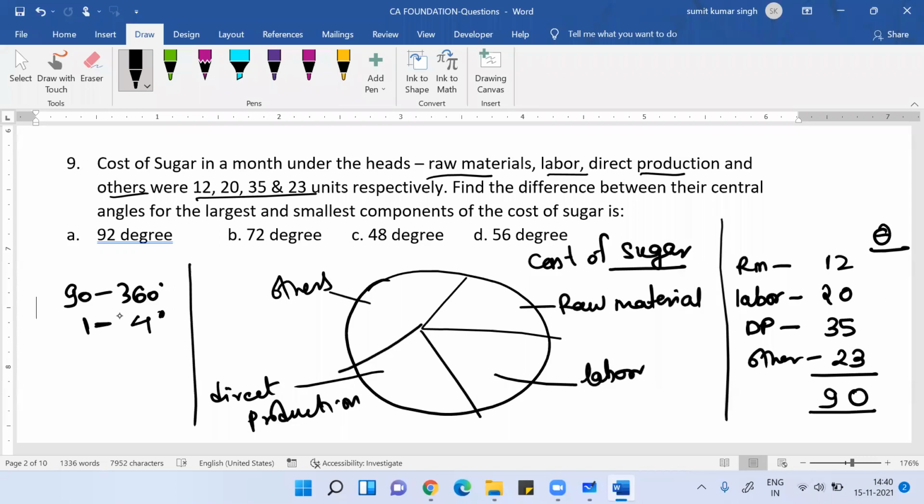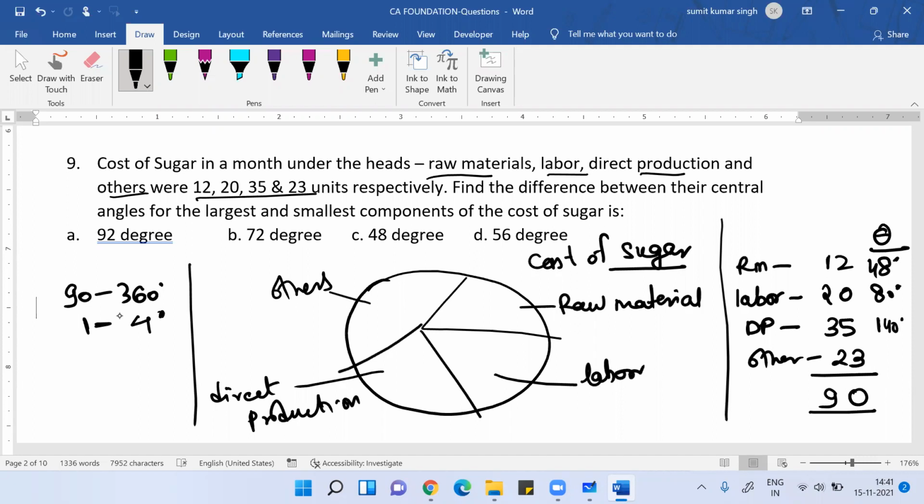So 12 means how many degrees? 48 degrees. I hope you are getting it. 20 means how many degrees? 20 fours are 80 degrees. 35 means how many degrees? 35 fours are 140 degrees.